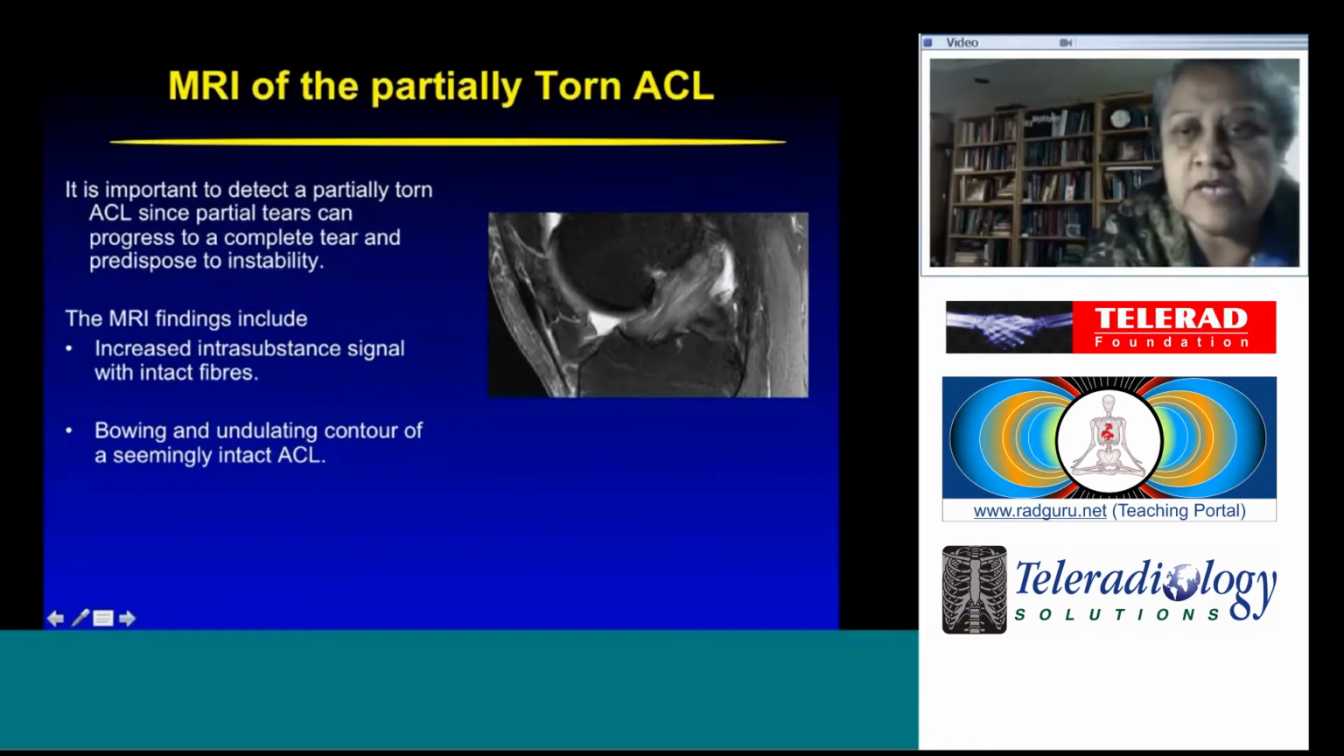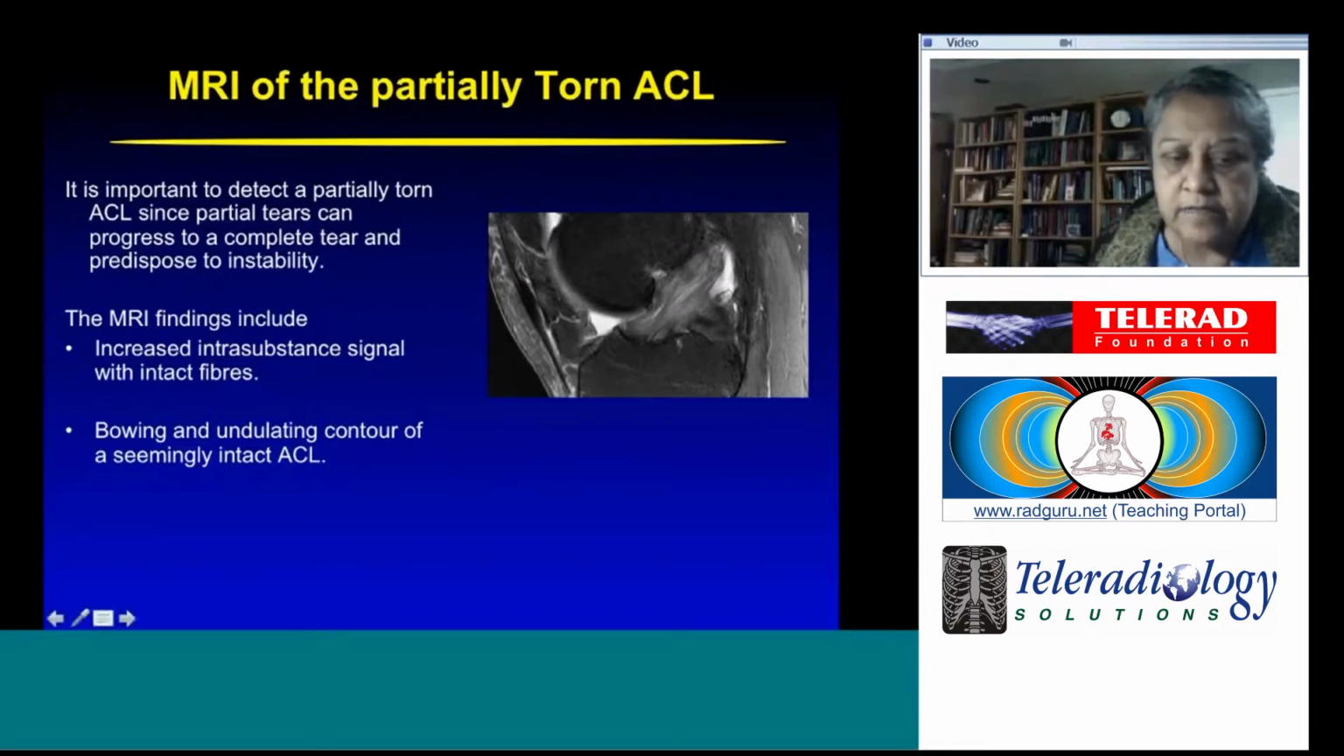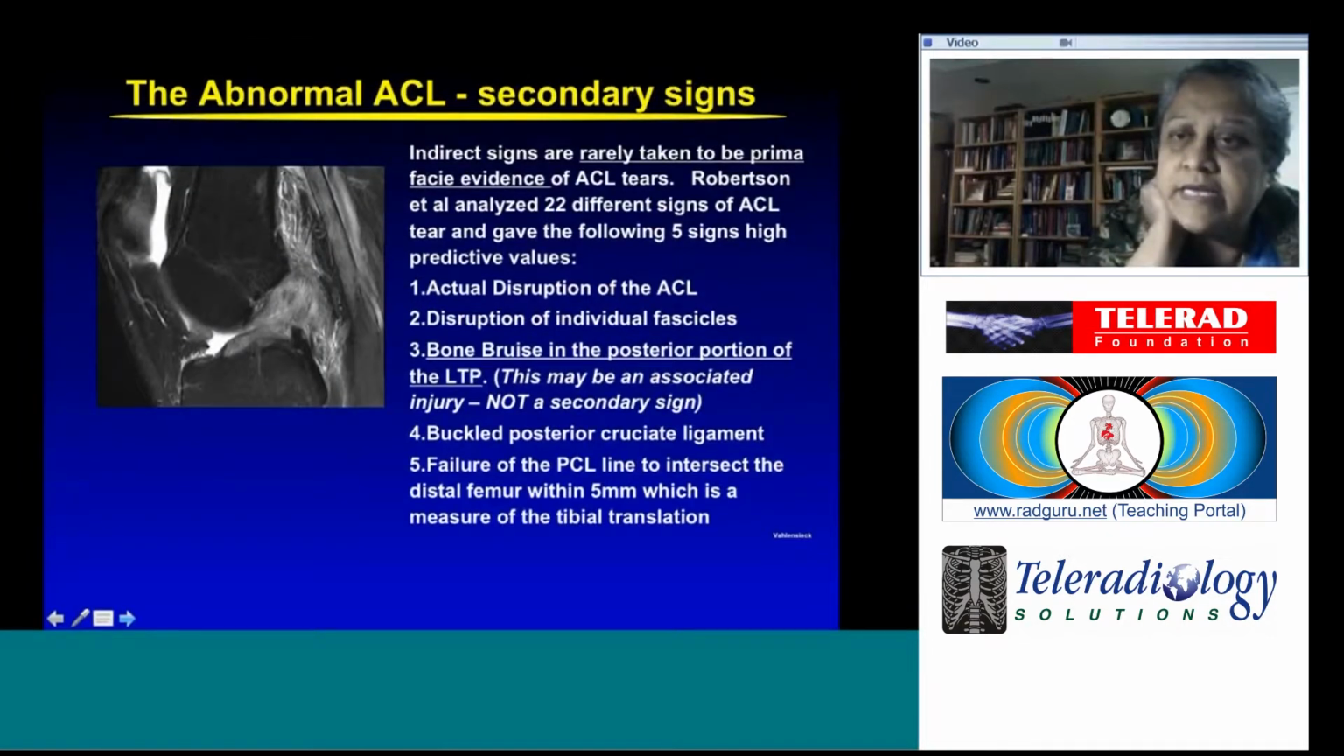Now, MRI of the partially torn ACL. It is important to detect a partially torn ACL since partial tears can either progress to a complete tear and predispose to instability, or might heal based on how the orthopedic surgeon treats this patient and this injury. The MRI findings include increased intrasubstance signal with intact fibers and bowing or undulating contour of a seemingly intact ACL. Indirect signs are rarely taken to be prima facie evidence of ACL tears.